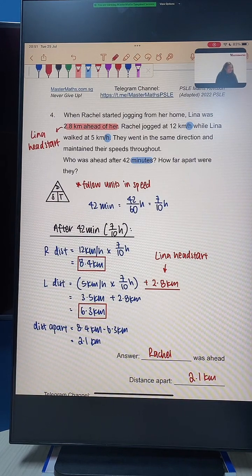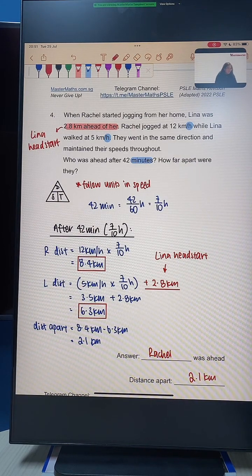Alright. Wow, those of you who got it correct, fantastic. And if you're in P5 and you got this correct, even more fantastic. So happy for you.